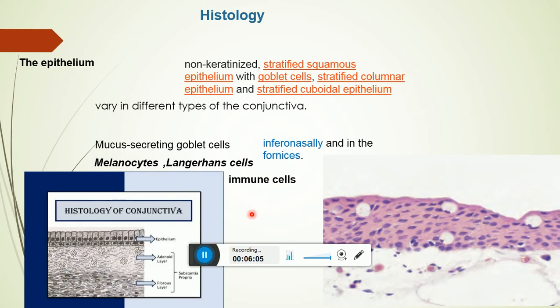Now the microscopic structure of the conjunctiva. Microscopically it consists of three layers: epithelium, adenoid layer and fibrous layer. First of all, the conjunctival epithelium. At the junction of the skin of the lids and marginal conjunctiva, which is the mucocutaneous junction, there is keratinized squamous epithelium of the epidermis. It transforms into non-keratinized squamous epithelium of the conjunctiva.